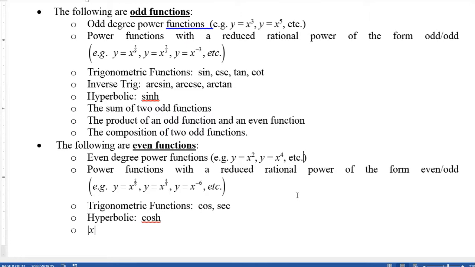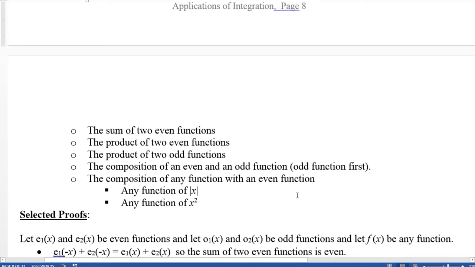Two of the basic trig functions are even functions, cosine and secant. The hyperbolic cosine, cosh, is also an even function. Absolute value of x is an even function. And the sum of two even functions is an even function. The product of two even functions is even. The product of two odd functions is even. The composition of an even and an odd function, if we do the odd function first, applying that first, is even.